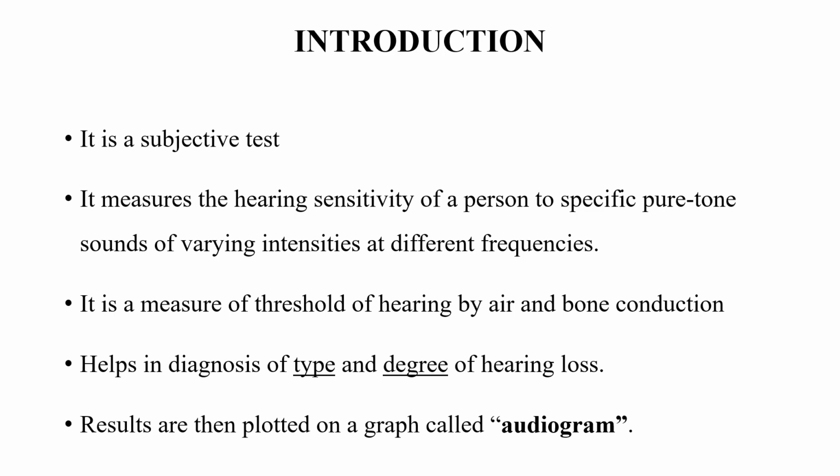It measures the hearing sensitivity of a person to specific pure tone sounds of varying intensities at different frequencies. It is a measure of the threshold of hearing by air conduction and bone conduction. So sound travels in two forms, air conduction and bone conduction. It helps to diagnose the type and degree of hearing loss. The results are plotted on a graph, and that graph is known as an audiogram. It is not audiograph or pure tone audiograph, it is audiogram.